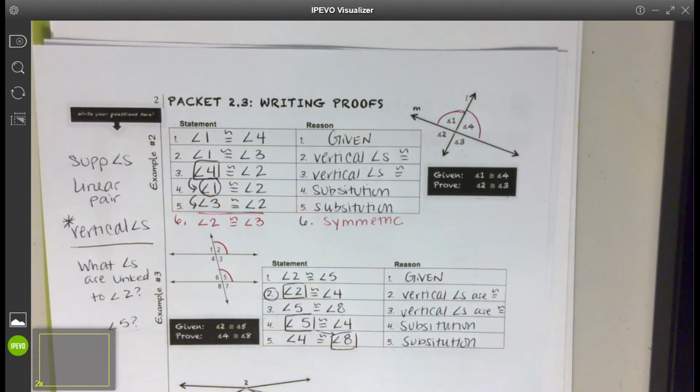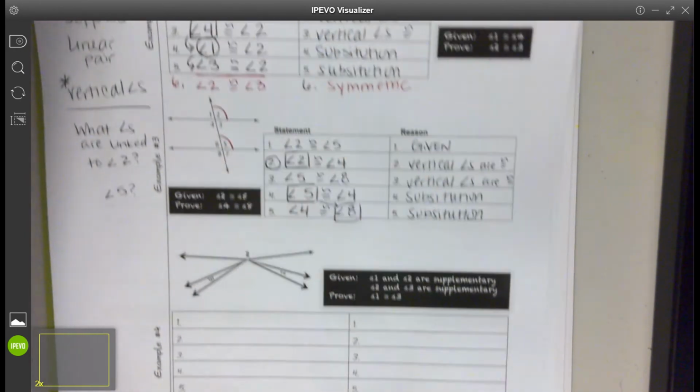So again, we're only really playing around with the information that we know. Vertical angles helps us get there. All right, let's look at our next example.